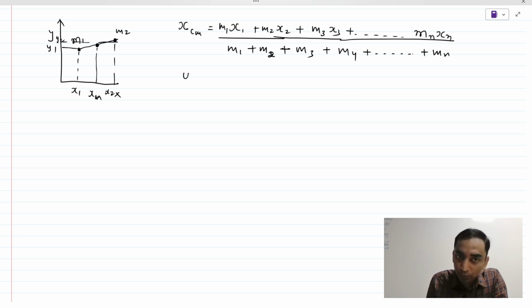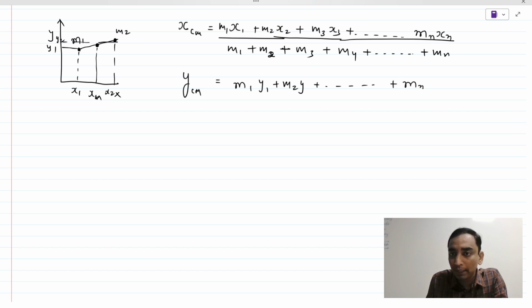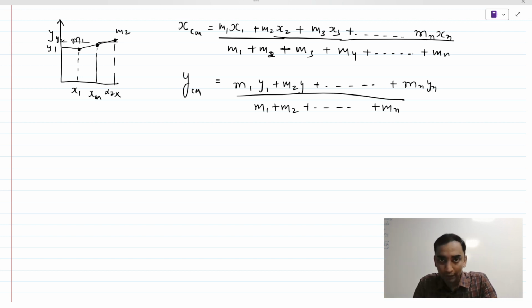In the same way, the y coordinate of the center of mass is given by m1 y1 plus m2 y2 and so on till mn yn, divided by m1 plus m2 till mn. We can also write the equation for the z coordinate as well.